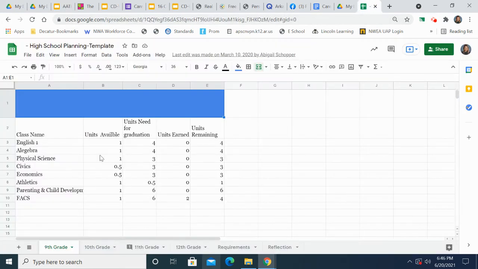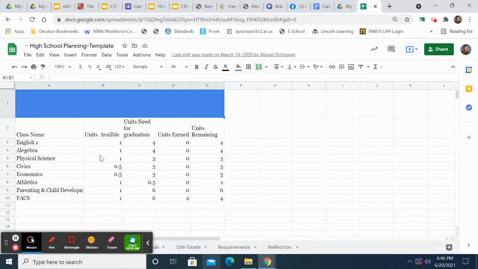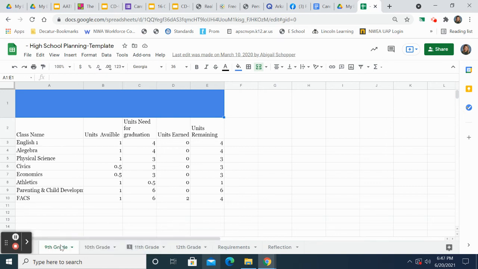So this is what an actual high school planning document looks like. I have students go in and tell me the class name of all the classes they're planning to take. They have a different sheet for their 9th grade year, their 10th grade year, 11th grade year, and their 12th grade year. And then I have them tell me how many units are needed for graduation, how many units are available, which is how many units you can earn from that class, how many units they've earned at this point, and then how many they have remaining.